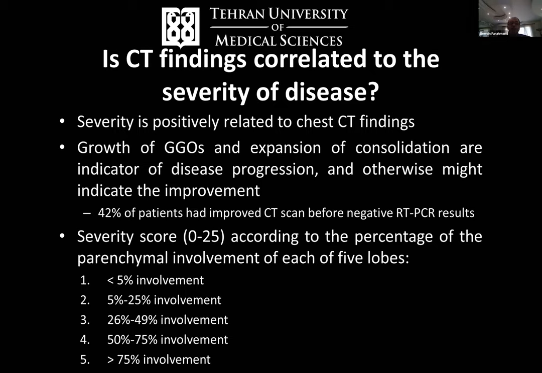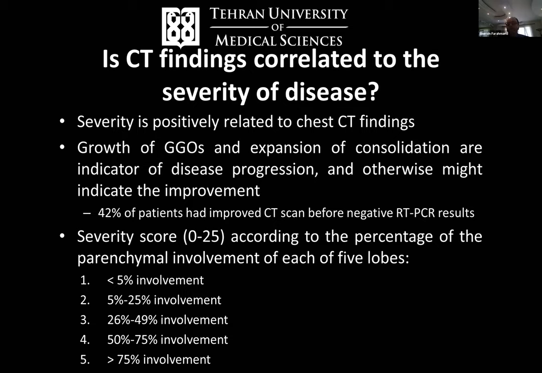Another important question: do CT findings correlate with the severity of disease? The answer again is yes. The severity is possibly related to chest CT scan findings. For example, growth of ground glass opacities to other types, for example crazy paving opacities, or expansion of consolidation, all of them are good indicators for progression of disease. Otherwise, resolving of the parenchymal involvement may indicate improvement of disease. For example, in one study, 42% of patients had an improved CT scan before a negative RT-PCR result, and it is very important. Because of that, we can use some severity score systems.